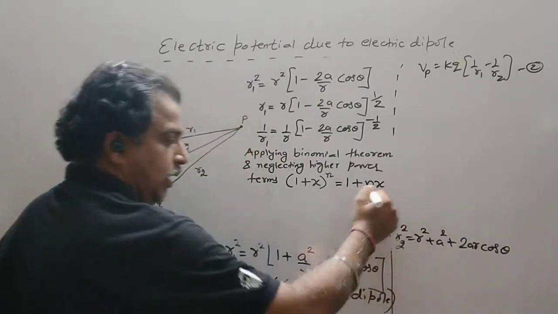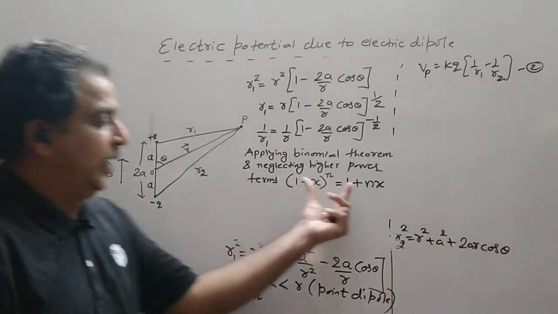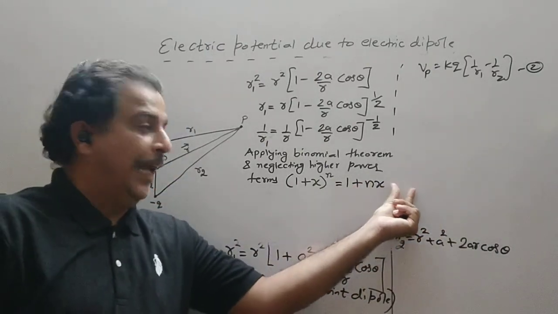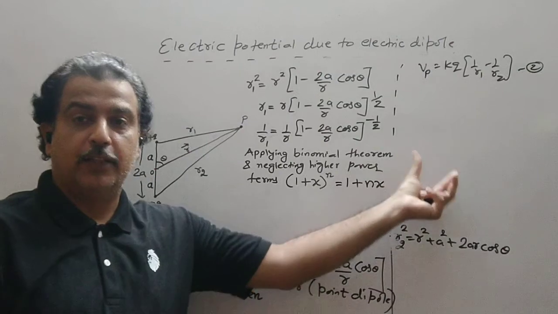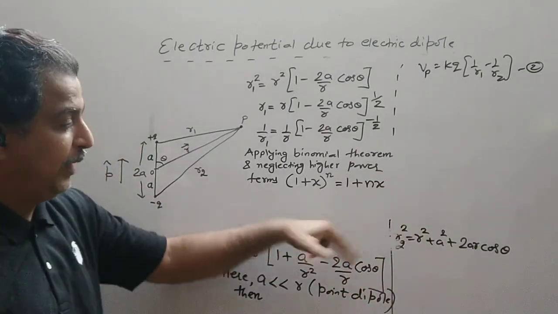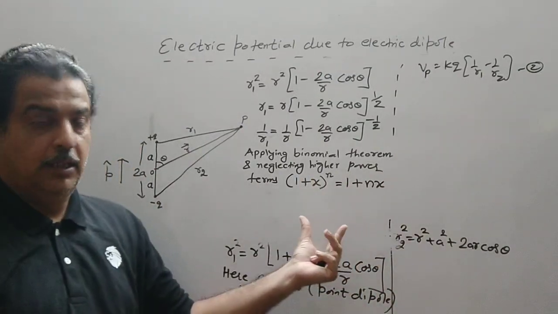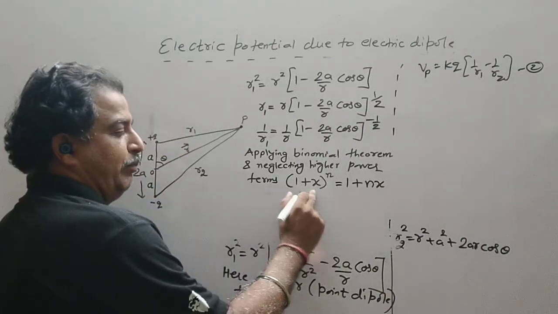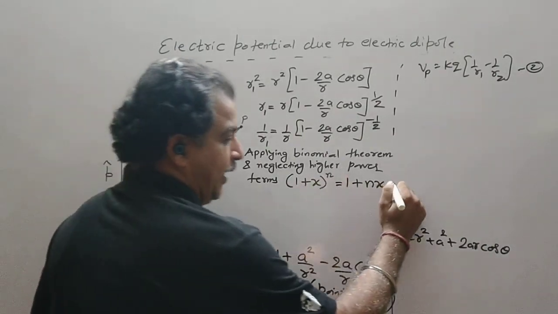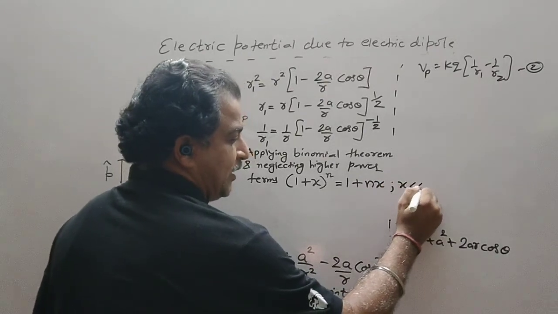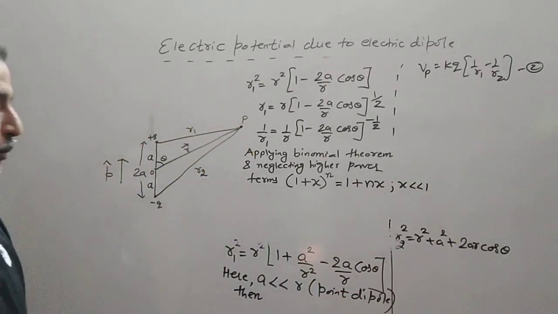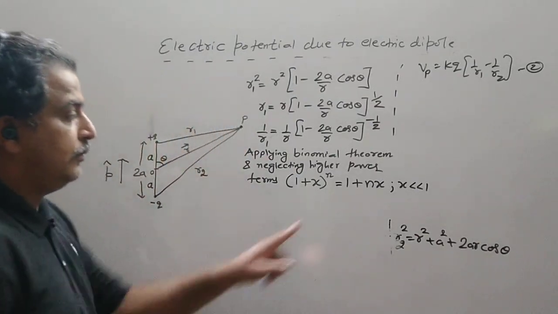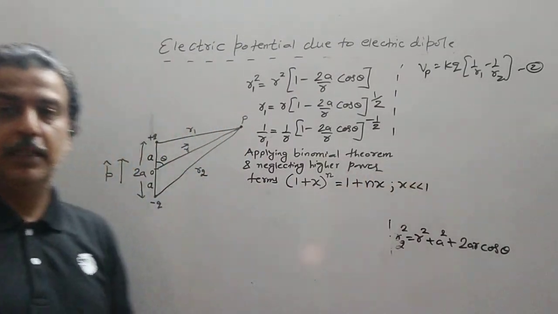The binomial theorem has the higher power terms: n times n minus 1 x square upon 2 factorial. The mathematics students know this. For biology students, just remember that 1 plus x raised to n is 1 plus nx, where x is less than 1. So I am taking only the first term. The higher power terms are neglected.